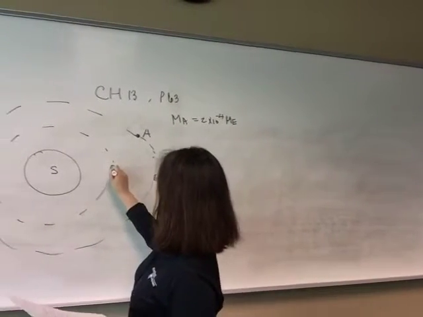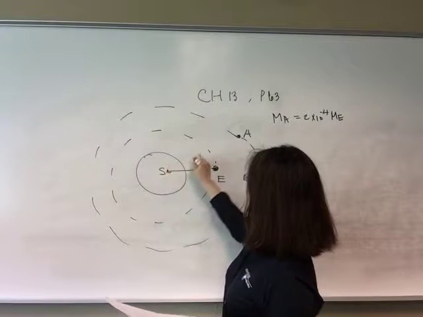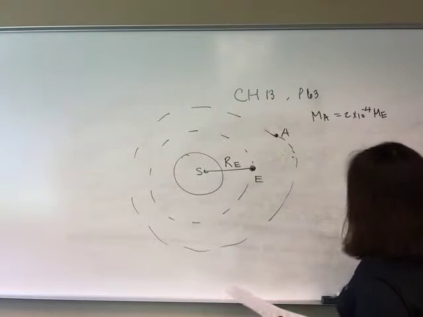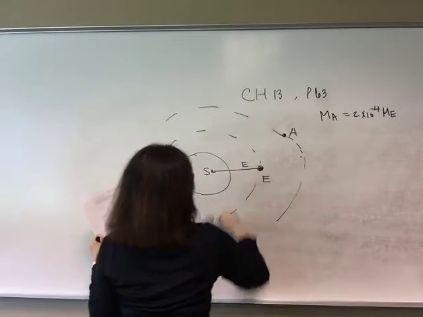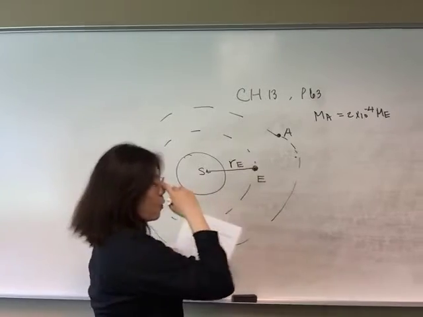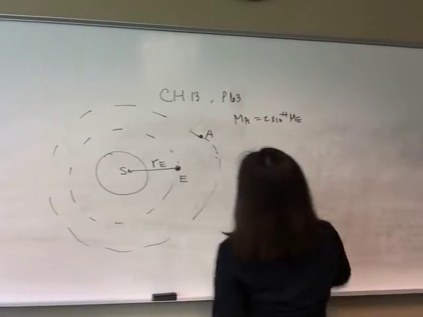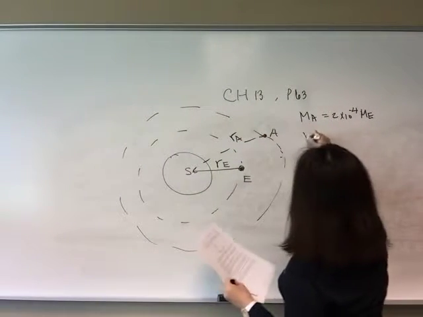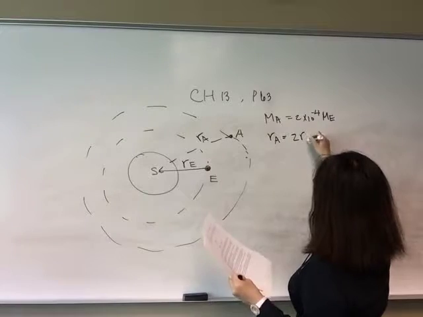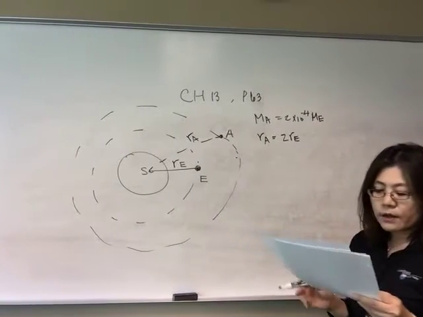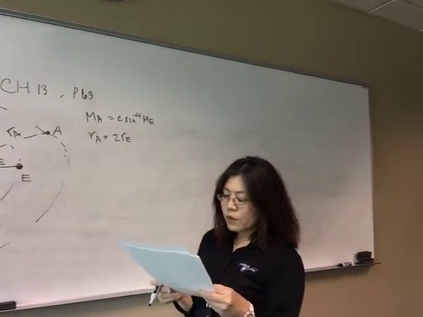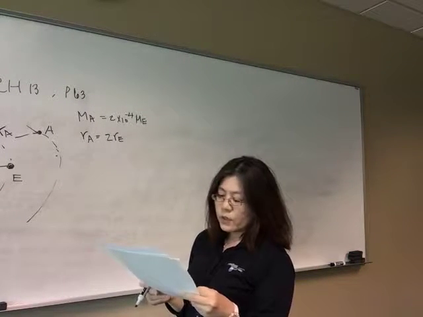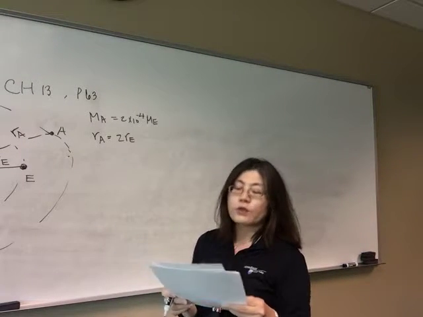So let's say this is the distance from the Earth to the Sun. So that's called our RE. Okay, and I'm going to use a little lowercase r to indicate that's the radius, not the radius of the orbit, not the radius of the object. So RE, and then you have your RA. So your RA is twice the RE. Okay, and you also calculate the period of revolution of the asteroid in years, and what is the ratio of the kinetic energy of the asteroid to the kinetic energy of the Earth.